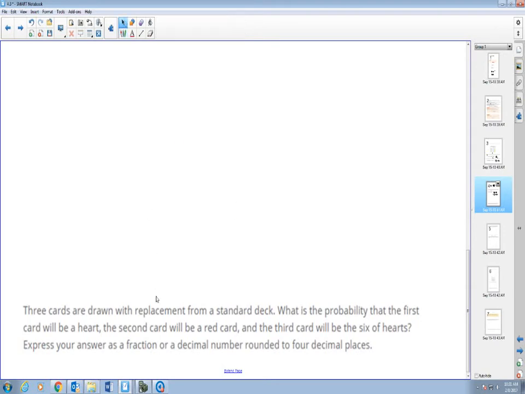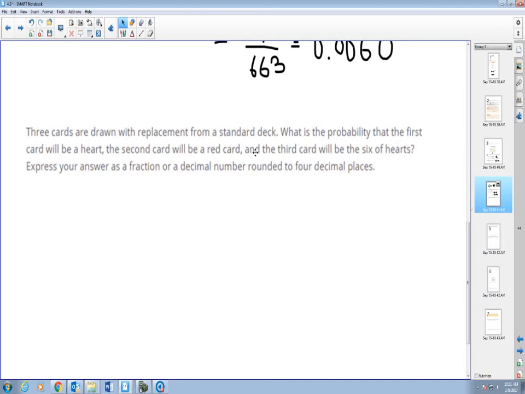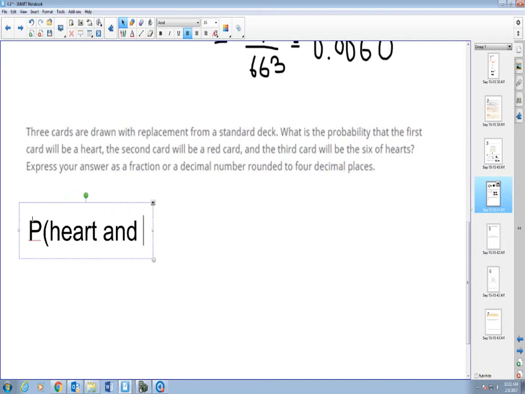Alright, let's say 3 cards are drawn with replacement this time. What's the probability that the first card would be a heart, the second would be a red card? What's a red card? A red card means a heart, or it can be a diamond. And the third card will be the 6 of hearts. So this is AND. This one's a bit trickier. Probability of drawing a heart first, and the second card will be a red card, and the third card will be the six of hearts.